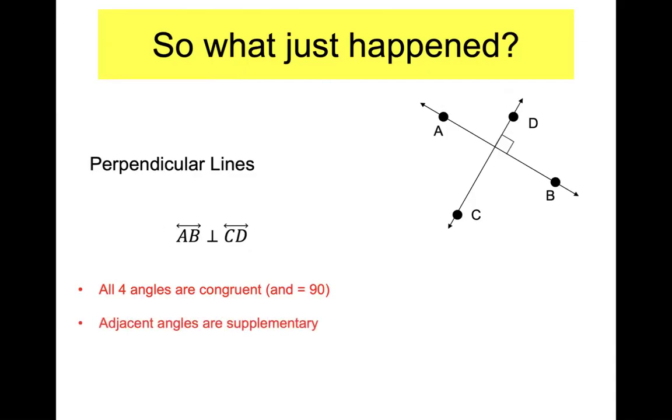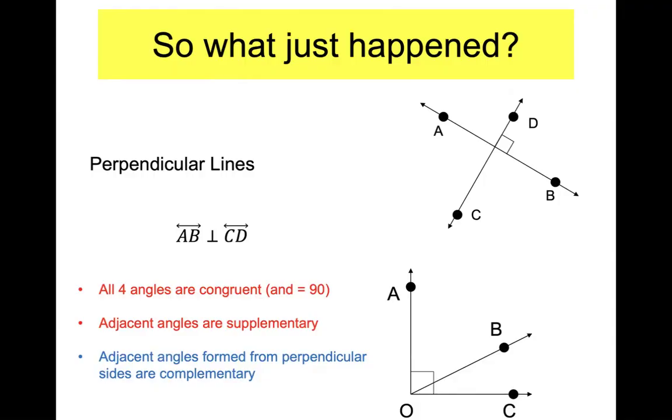So those two things. And then we had our last construction, which is when you have the exterior sides of two adjacent acute angles, that's OA and OC, if they are perpendicular to one another, then they form two adjacent complementary angles.